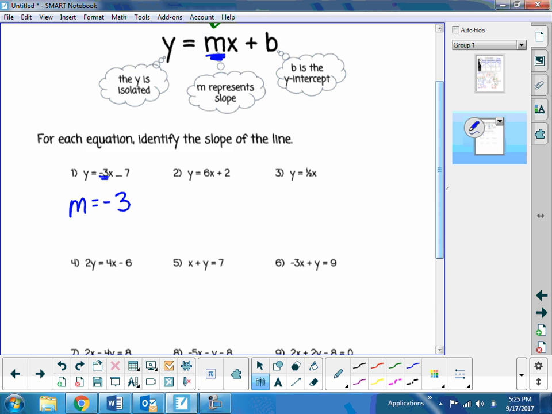Let's look at number two. Y is isolated again. Y is all by itself. So the hard work is done. I just need to look at that number in front of the x. So this time my slope is 6. Okay, you take a second, look at number 3. The y is isolated. Think about what your slope is going to be. Okay, so because y is isolated, the number in front of the x is 1/2, so my slope is 1/2.